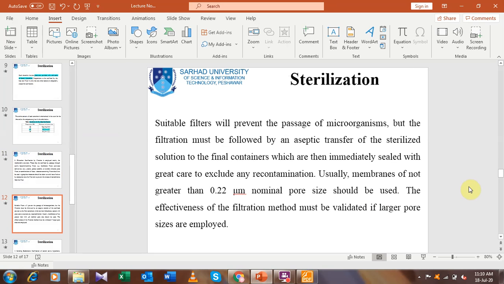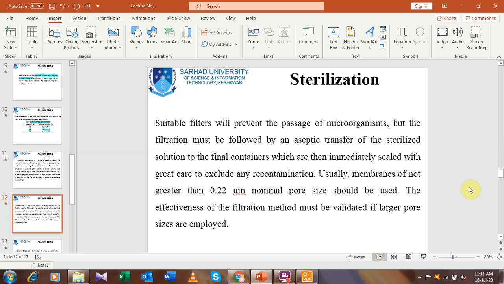Suitable filters will prevent the passage of microorganisms, but the filtration must be followed by an aseptic transfer. If we filter for sterilization purposes, filtration is done, and after that particular operation we should follow aseptic techniques while transferring the solution to the final container, which is then immediately sealed with great care to exclude any recontamination.